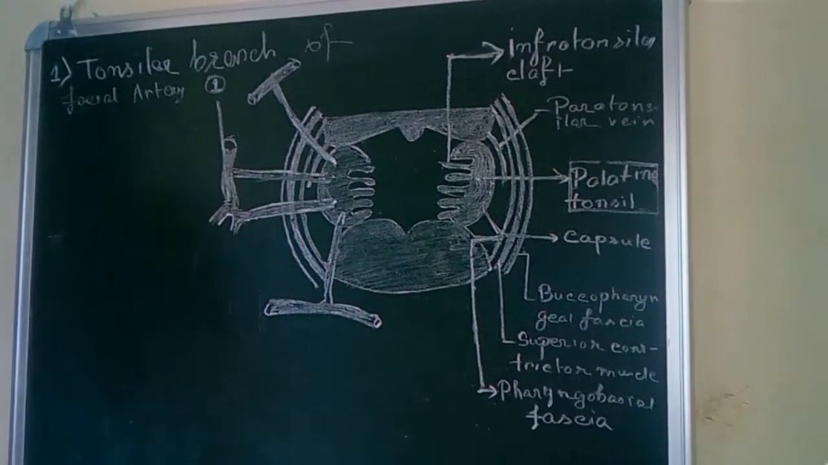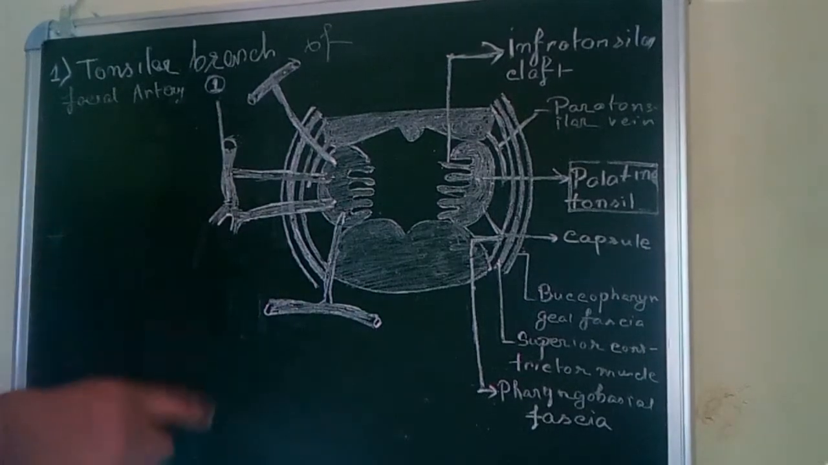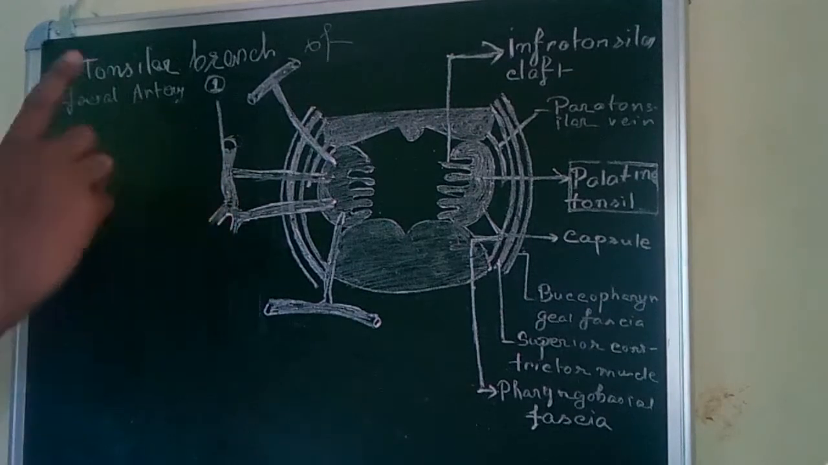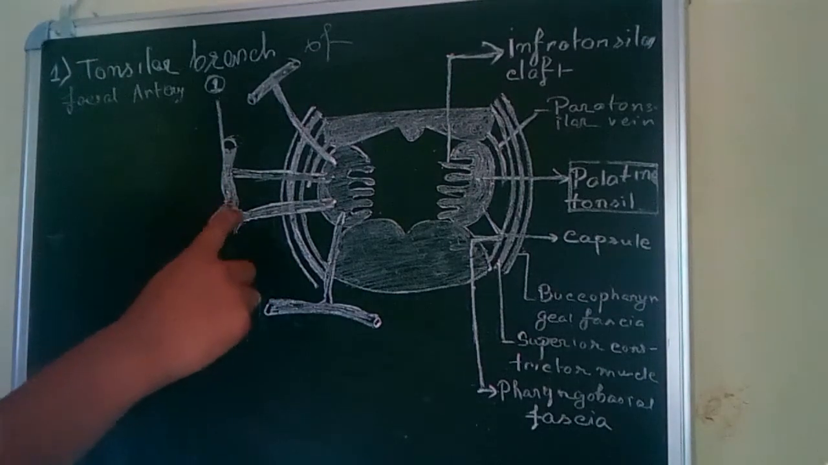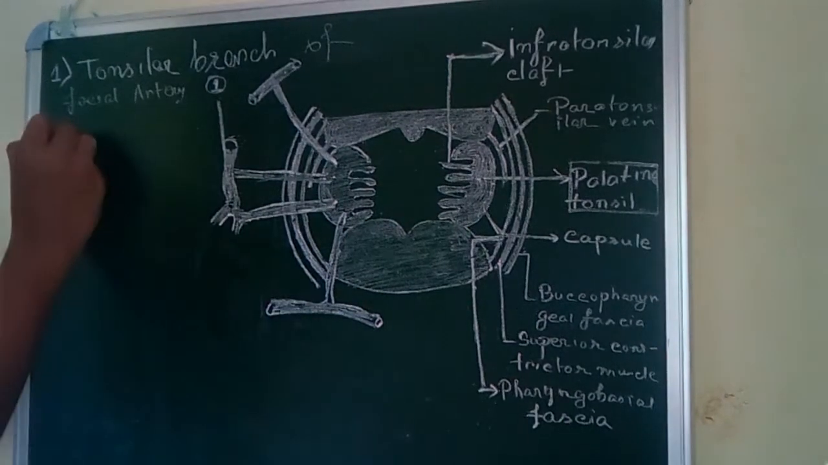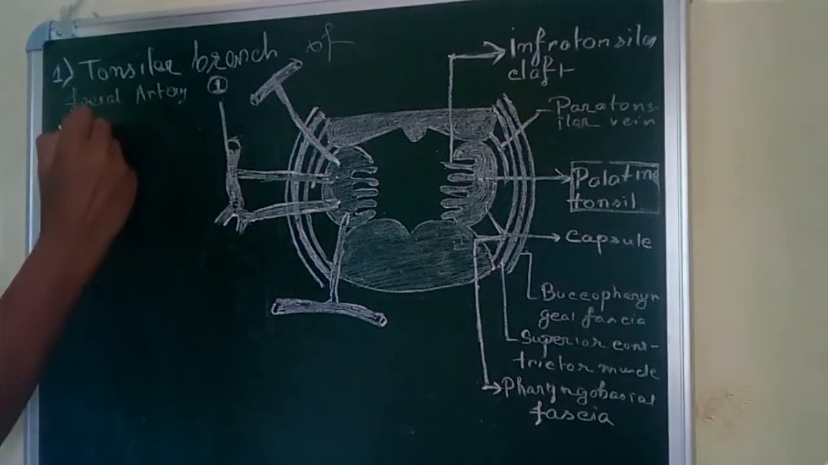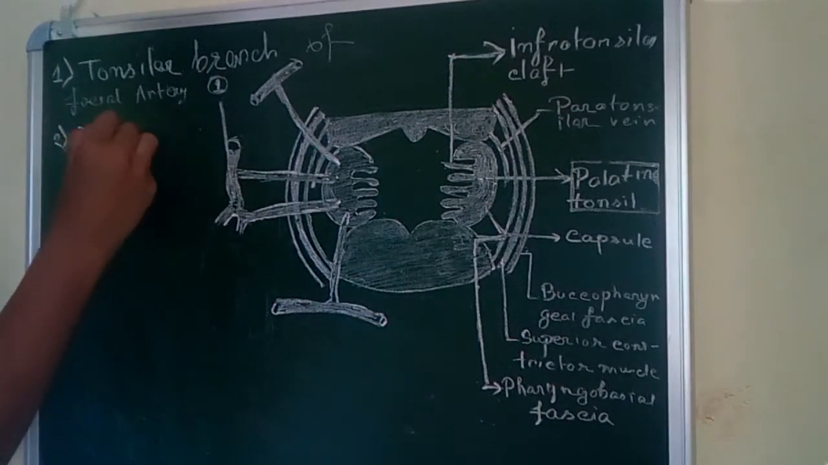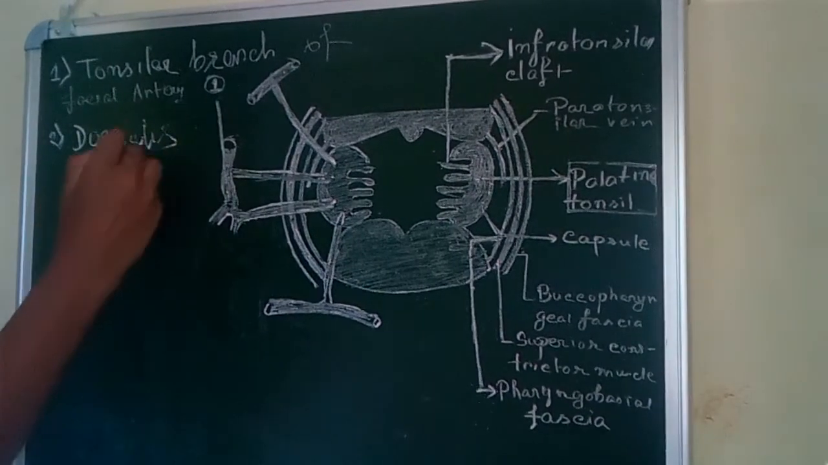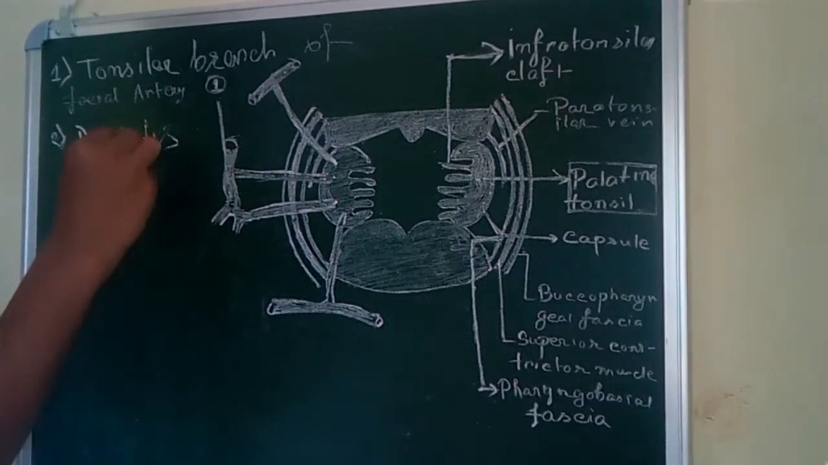It is the principal artery of the tonsil, and it enters the gland via its lower pole. Number two is the dorsal lingual artery, a branch of the lingual artery. This is the lower pole.